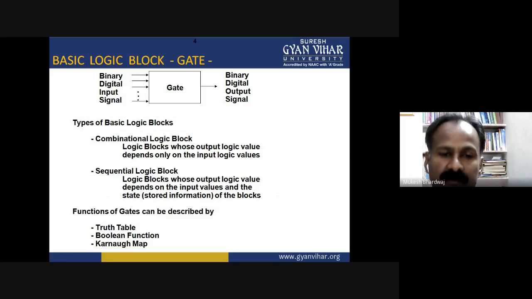that is, on the prior information. Also, sequential logic circuits and combinational logic circuits have a slight difference: in sequential logic circuits a prior value which is already stored determines what output is going to come out. The function of gates can be described by a truth table, a Boolean function, and a K-map or Karnaugh map.